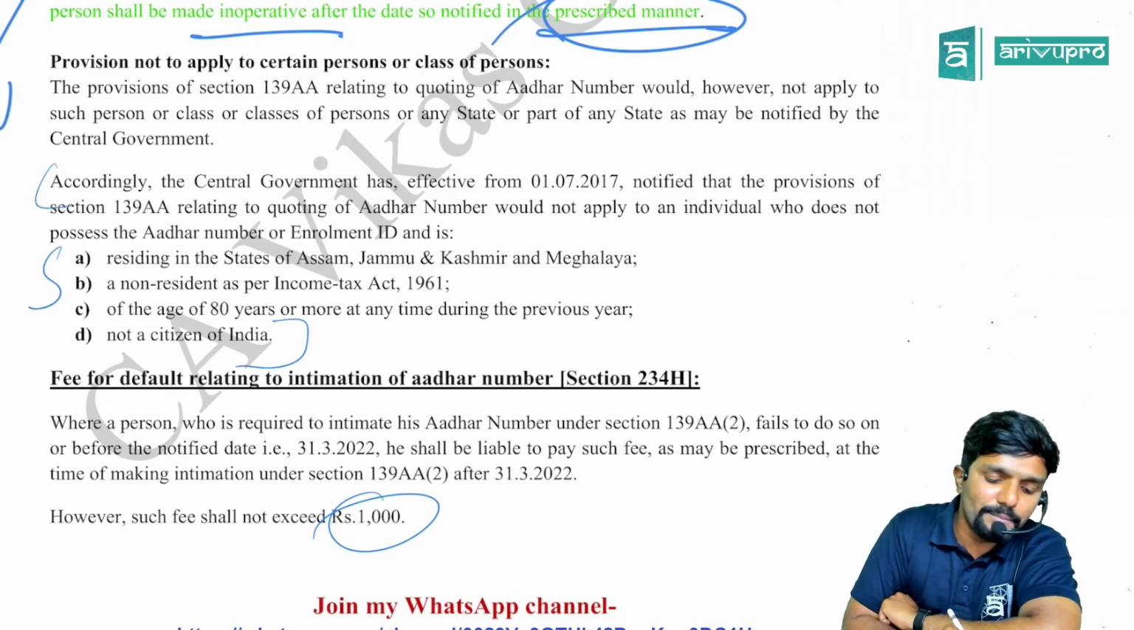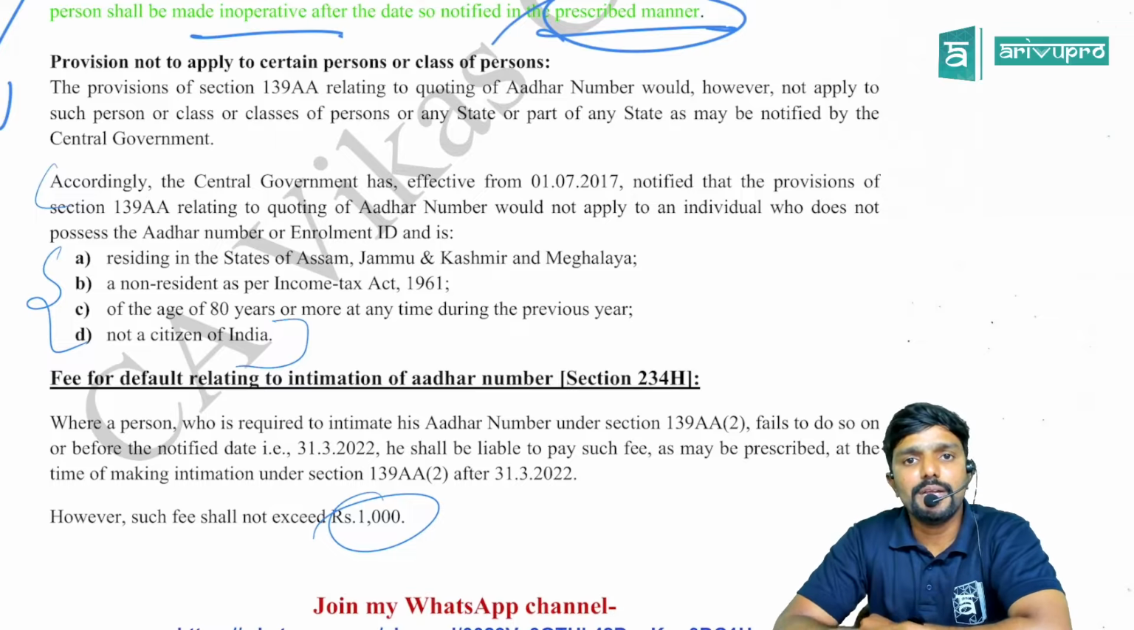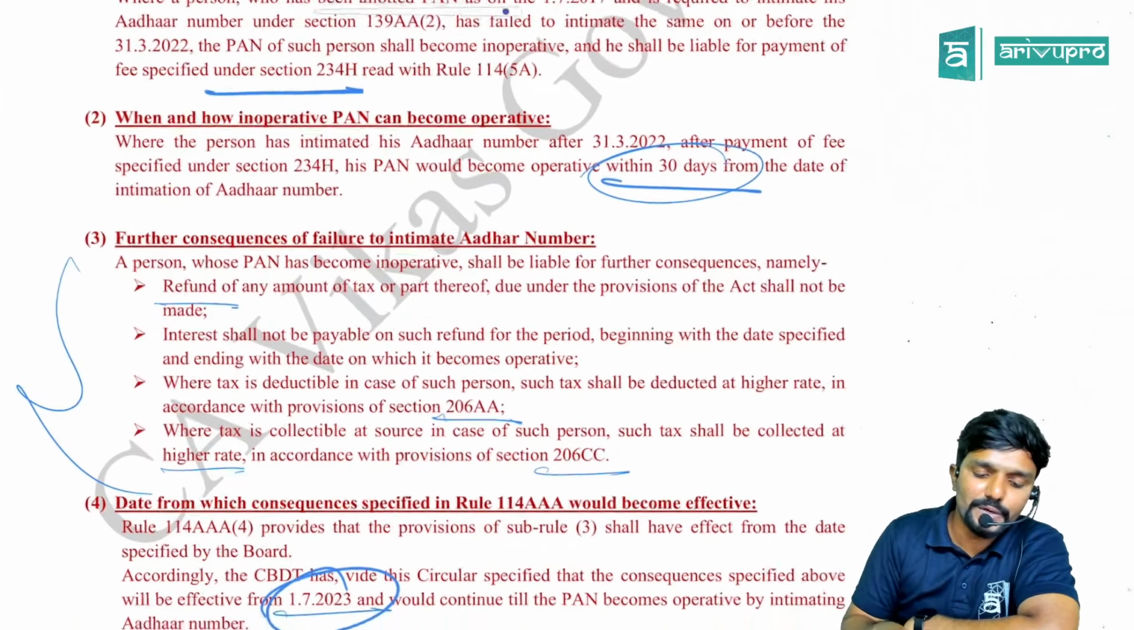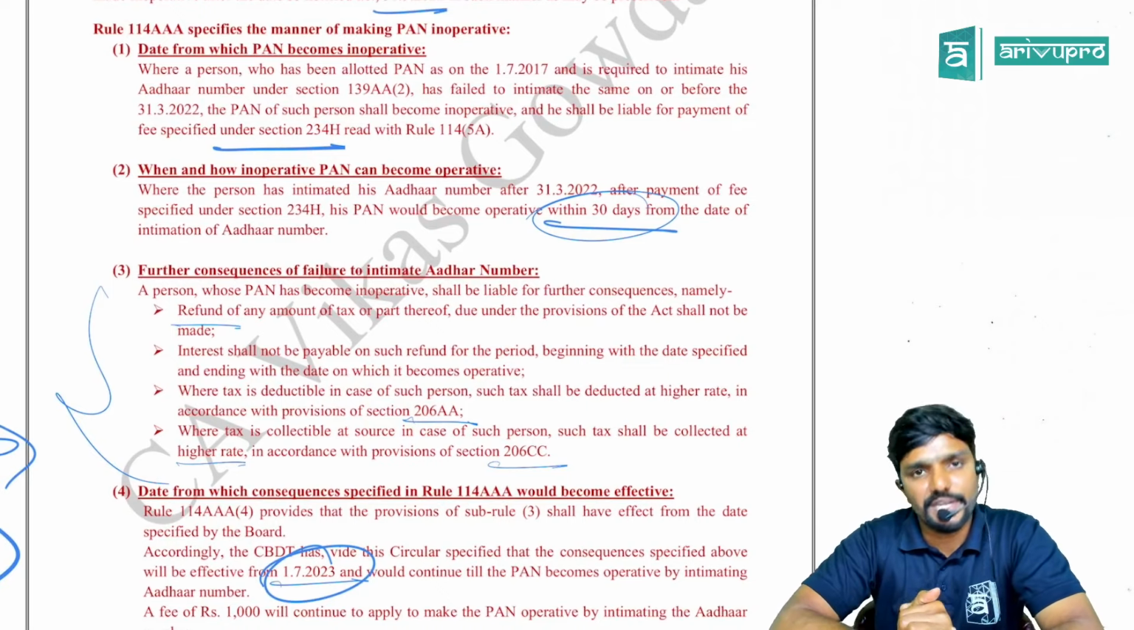So for the following people, Aadhaar authentication was not at all applicable. So if they are not done, will we apply all these negative consequences? No, guys. Clear? Yes. This is all about the amendments applicable for your December 2023 exams, guys.